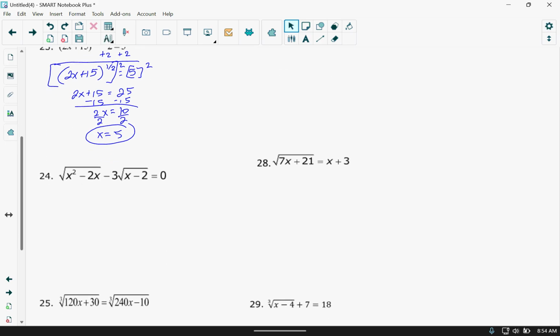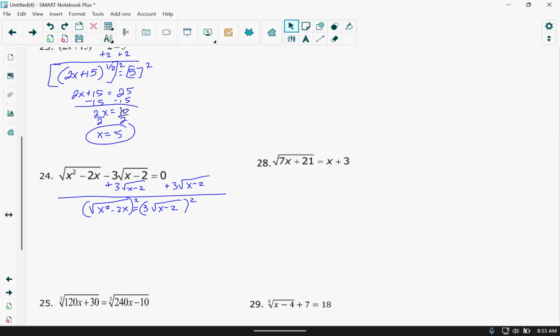Okay, problem number 24 says the square root of x squared minus 2x, and after that is minus 3 times the square root of x minus 2. What we want to do first is get these on each side of the equal sign, since it's equal to 0. So I'm going to add 3 square root of x minus 2 to both sides. So I'll have the square root of x squared minus 2x minus 3 equals 3 square root of x minus 2. So we're going to go ahead and put that into parentheses and square them.